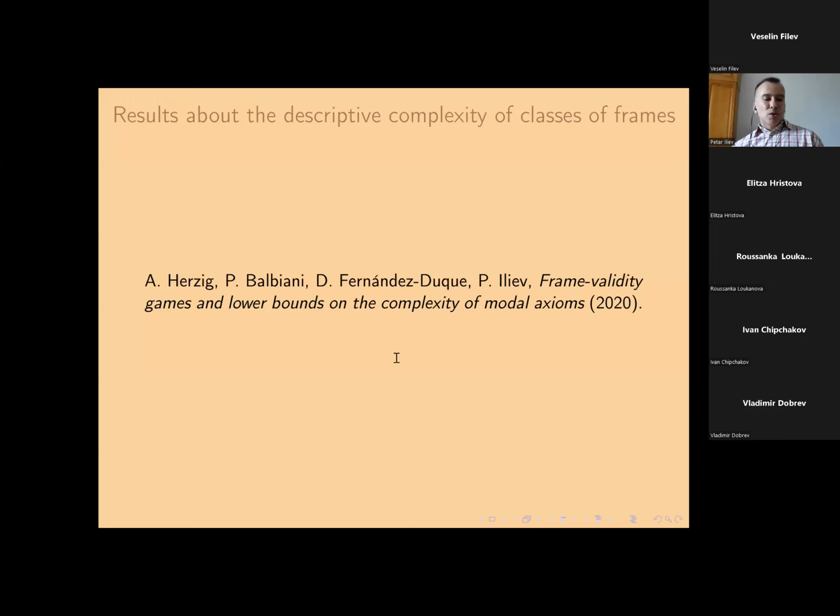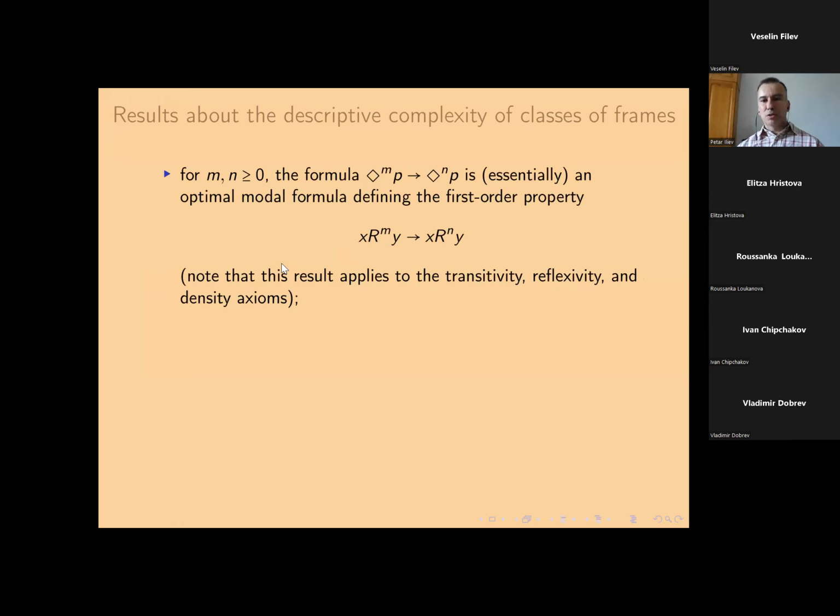So there were no systematic tools that we can use to reason about the descriptive complexity of classes of frames. So we developed such tools in our joint paper I told you about on the previous slides, joint paper with Andreas, Philippe, and David. And we used these tools to prove the following results. Here, this diamond to the power M basically means a stack of M diamonds, one after the other. And this means a stack of N diamonds, one after the other.